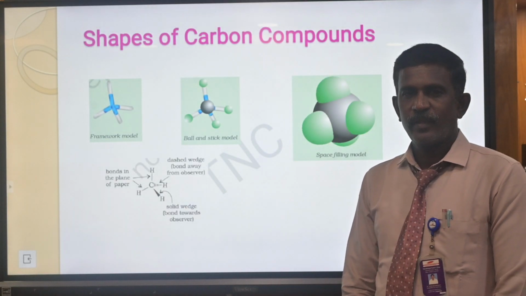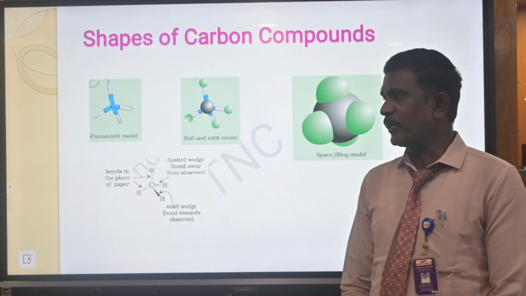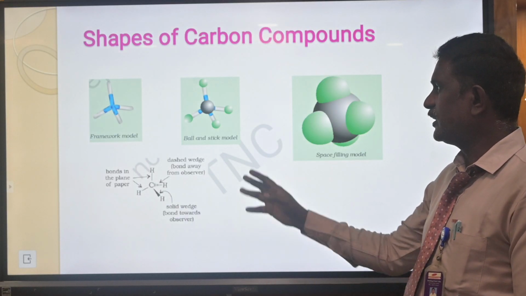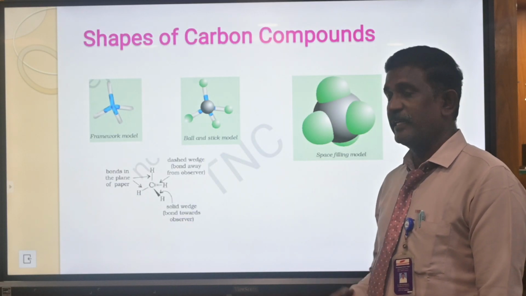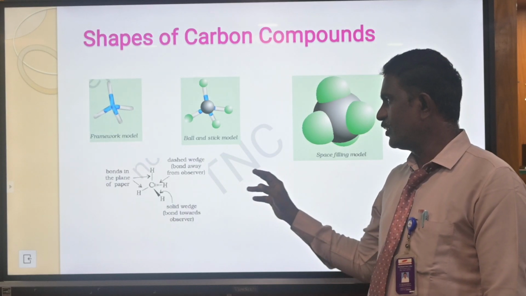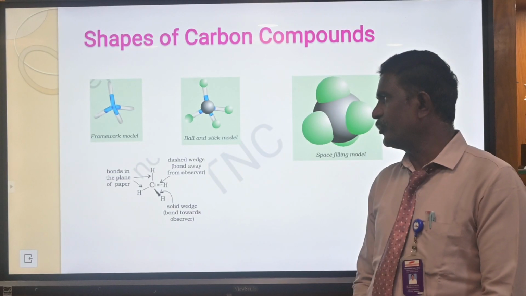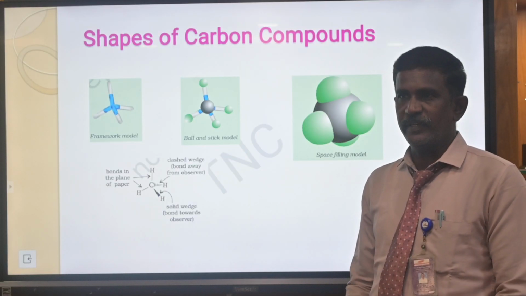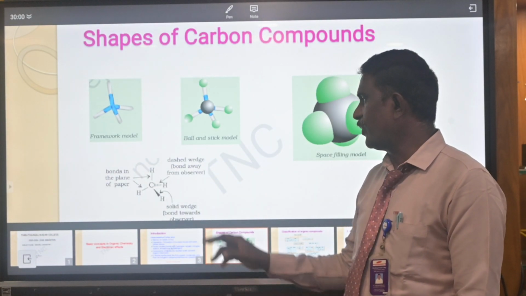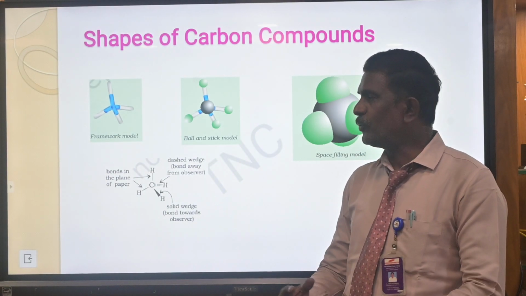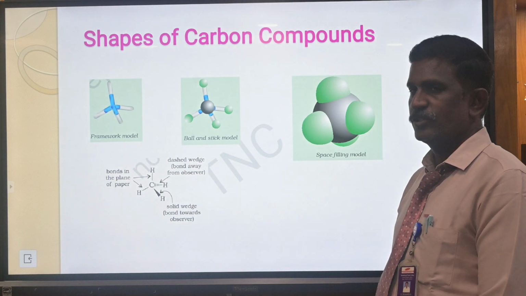Now let's see the shapes of carbon and carbon compounds. What you are seeing is a framework model, a ball and stick model, as well as a space filling model. This particular geometry is called the tetrahedron structure. Tetra means 4, as you know very well, and hedron means a triangular face. What you are seeing is the skeleton form. If you close this skeleton with triangular faces, you will get the tetrahedron geometry.